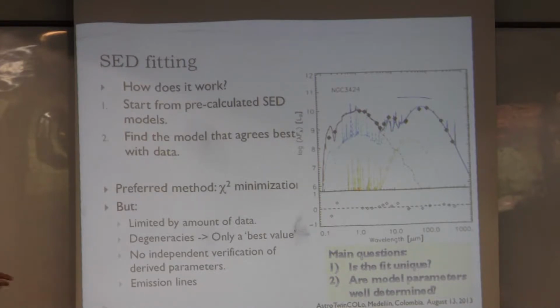Also, the models sometimes are degenerate, which means that two different models with somehow different parameters can produce a very similar fit to your data, so you want to understand those degeneracies between the models. There is usually no independent verification of whatever you derive by doing SED fitting, so you don't have independent ways to test the parameters you get. And then sometimes people care a lot about doing all the photometry fit and forget about the emission lines, for example, here, that also contain very useful information about the gas and things like that.